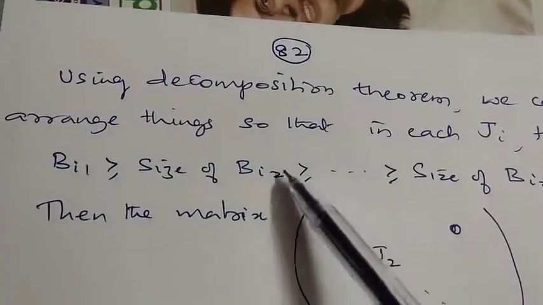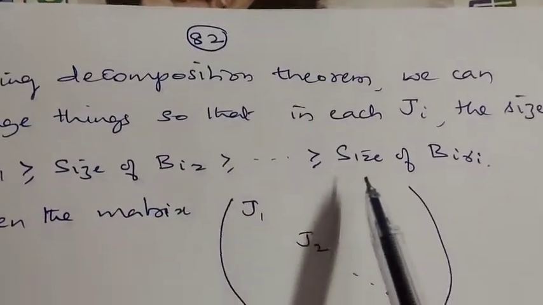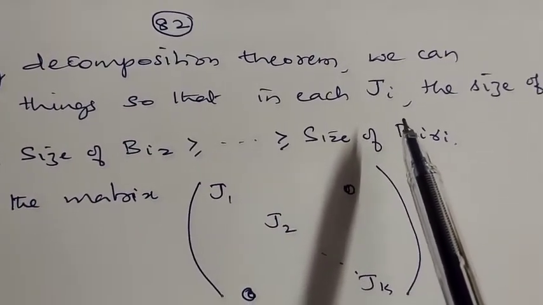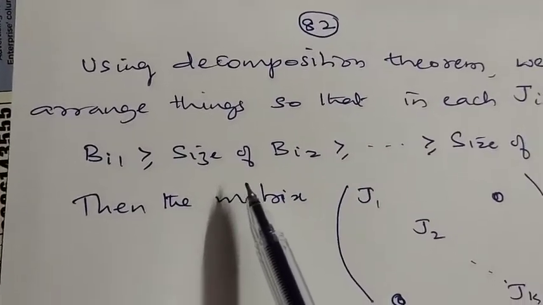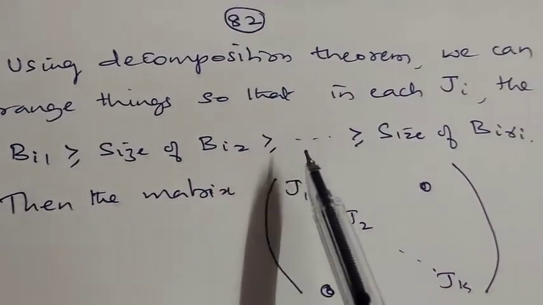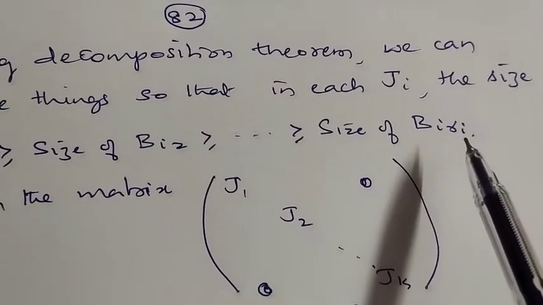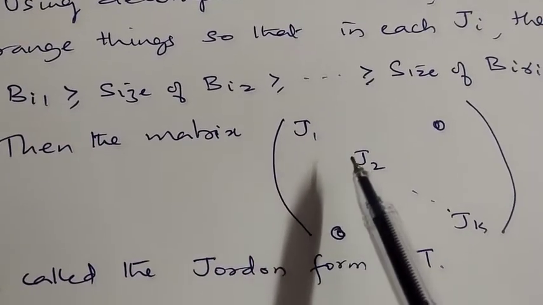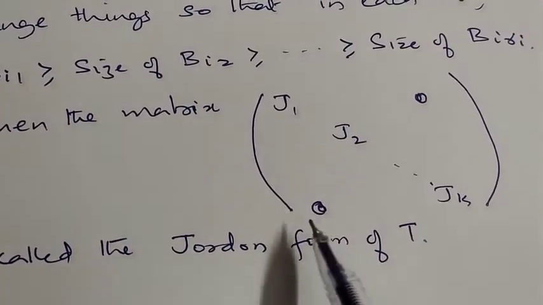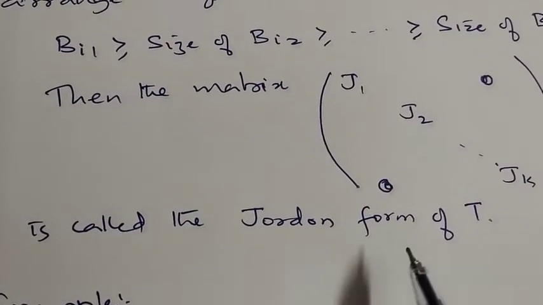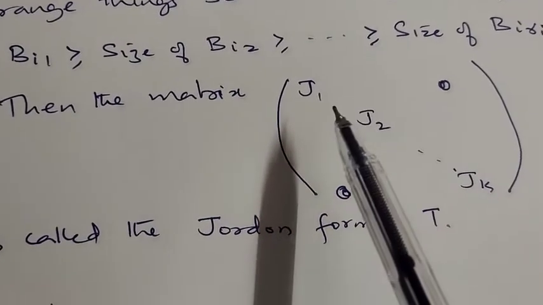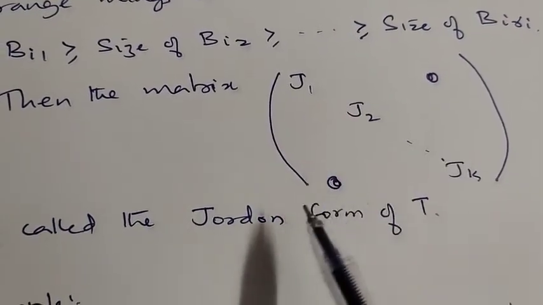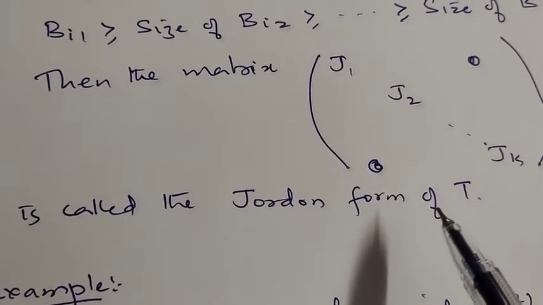Now, using decomposition theorem that we have done in the last class, we can arrange things so that in each Ji, the size of Bi1 is greater than or equal to size of Bi2, greater than or equal to size of Biri. Then the matrix J1, J2, etc., Jk, zeros elsewhere is called the Jordan form of T.